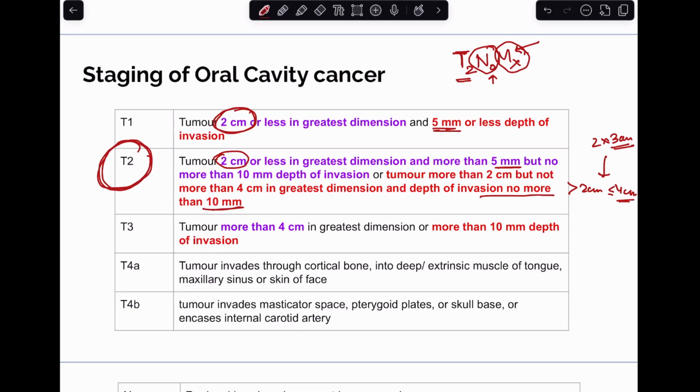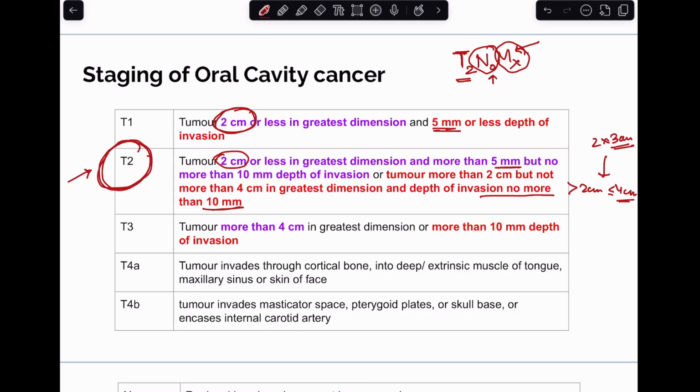Now, depth of invasion is something that we cannot assess clinically. We would need the help of imaging to assess this. So just on the basis of the size of the tumor, we are saying that possibly the tumor is clinically T2 stage.